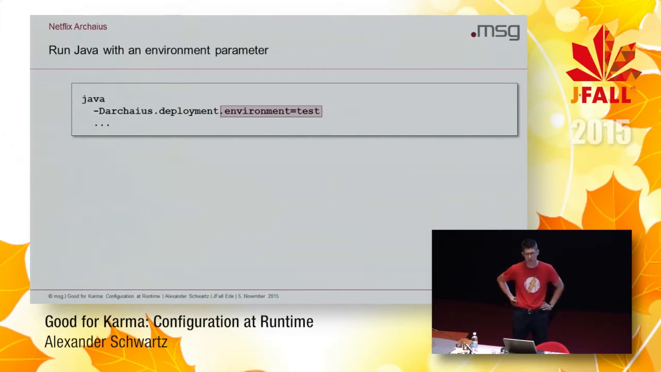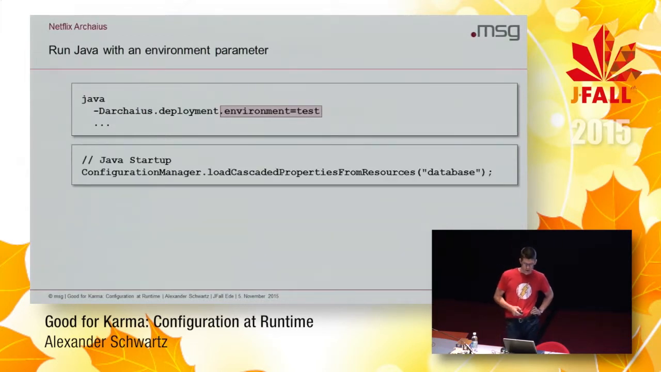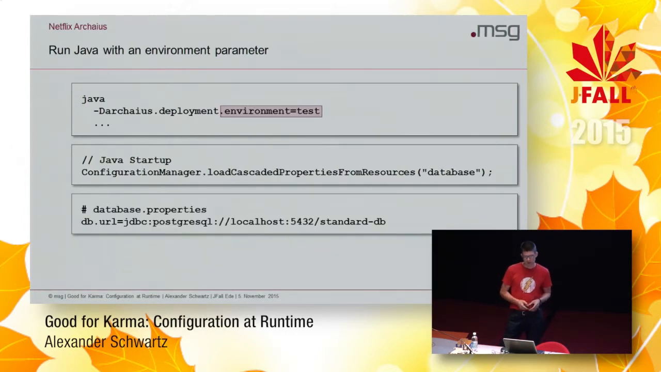I add some more command line arguments to my Java process. For example, I specify the environment. This should be now the test environment that I run my application in. And during my Java startup, I load some cascaded properties from resources, say, okay, this is the database resource or description being basically a property file. And I have a standard database. Now it's named standarddb in a database.properties file.